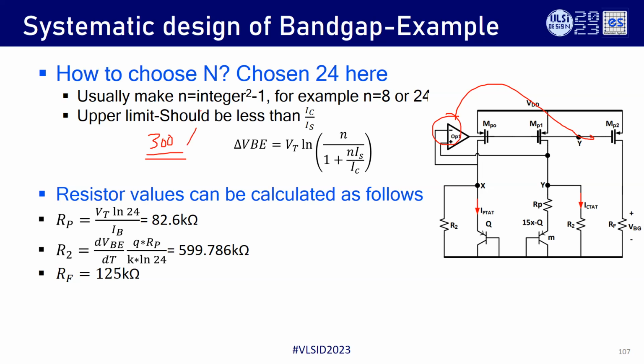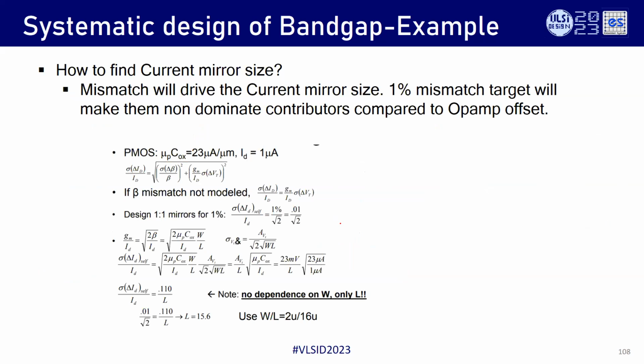But another problem with using high N is that you need to use more current, because the current of the bandgap core has to be much higher than N times IS at the hot corner. IS is not in your hand. If you take more N, you need to increase the bias current. So this is how the mismatch has been calculated.